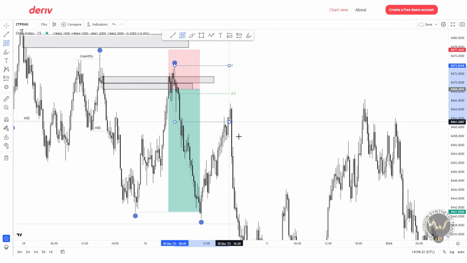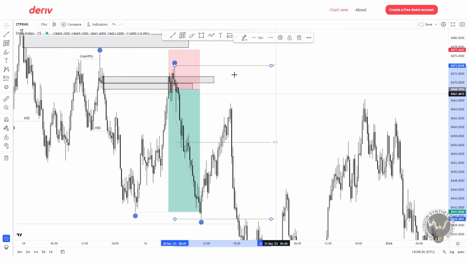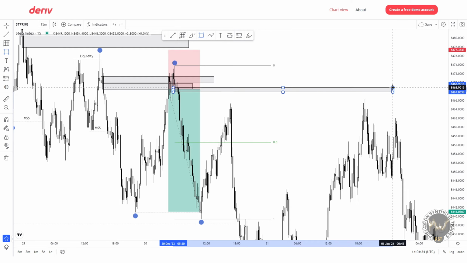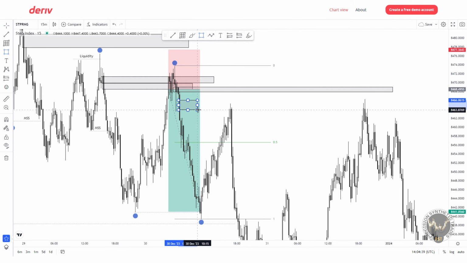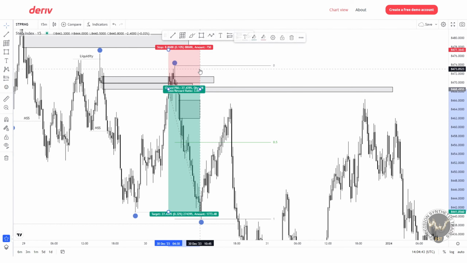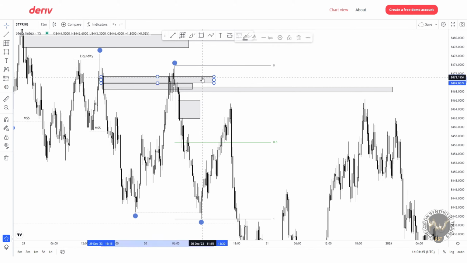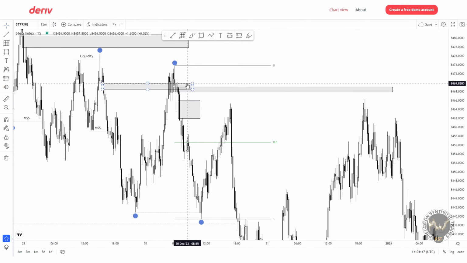Let's quickly draw our fib from that high to this low. We want trades above the 50%. What's above the 50%? We have an order block. We have a fair value gap that was there. So let me just delete these previous ones so it's nice and clean.